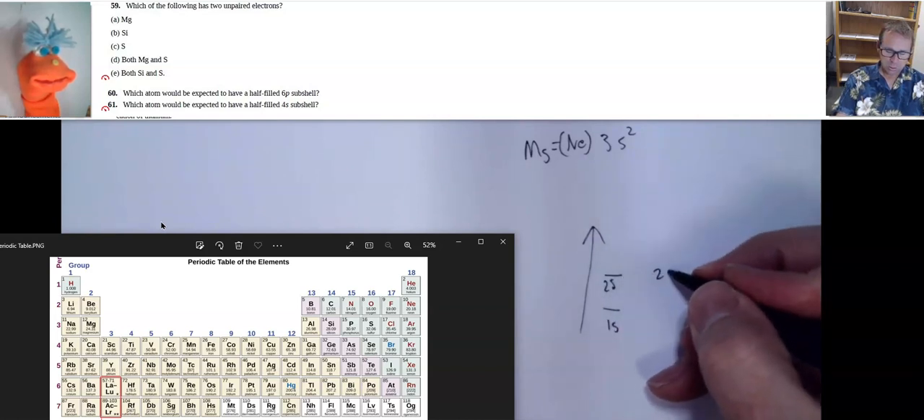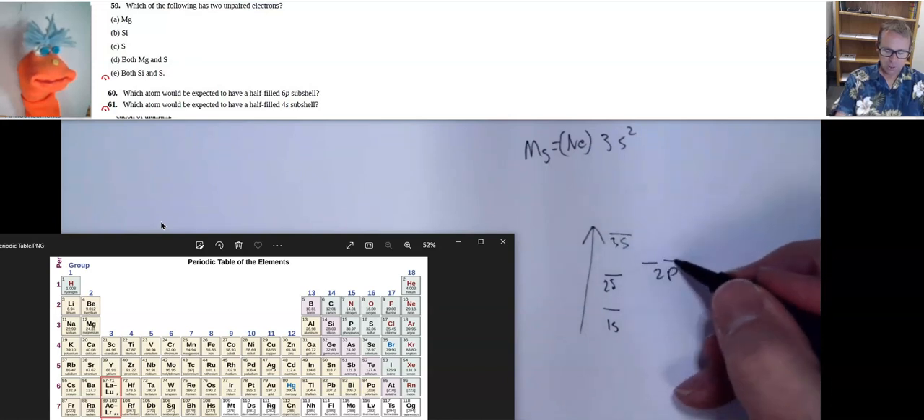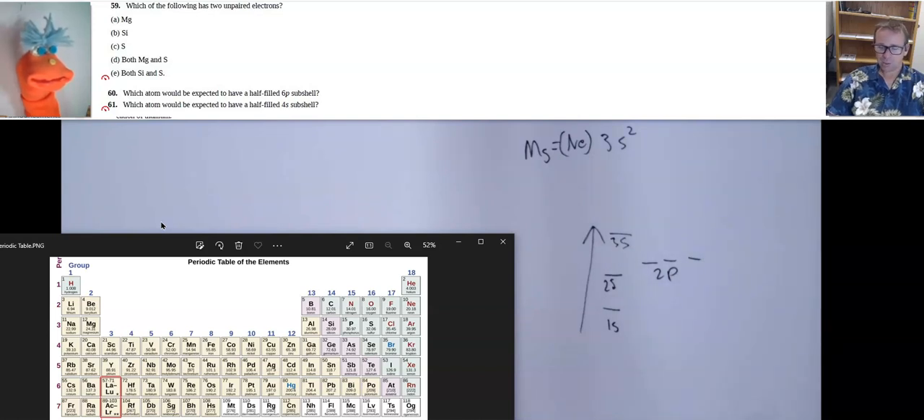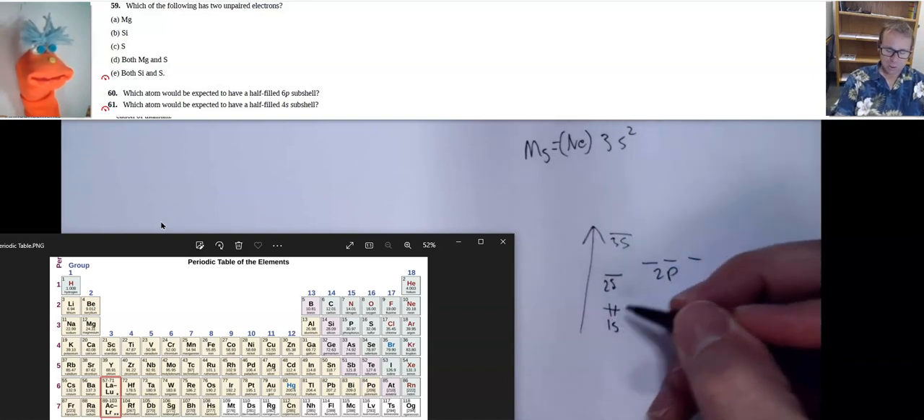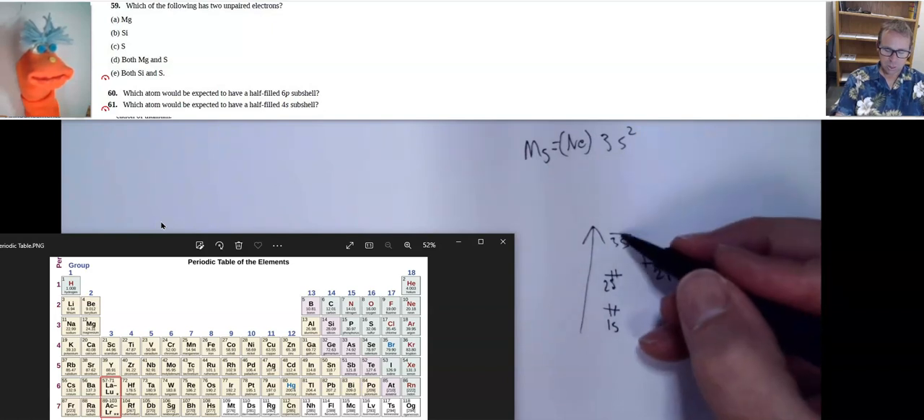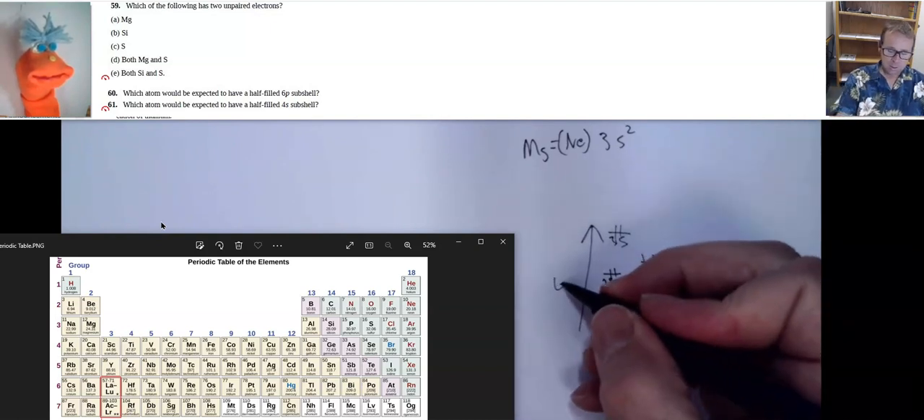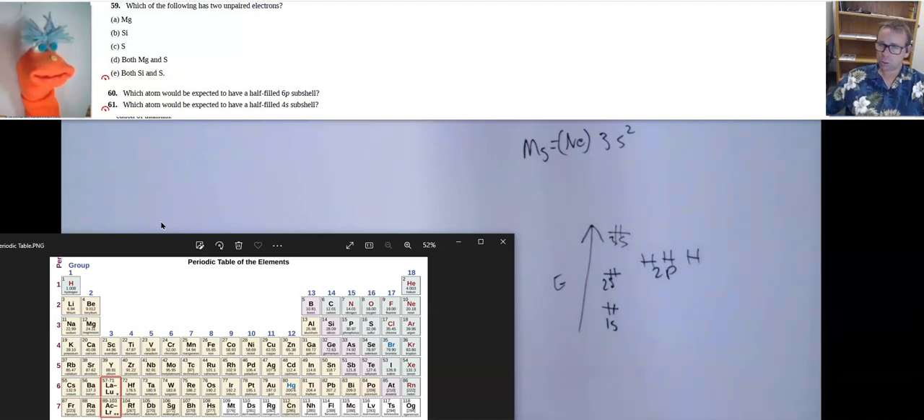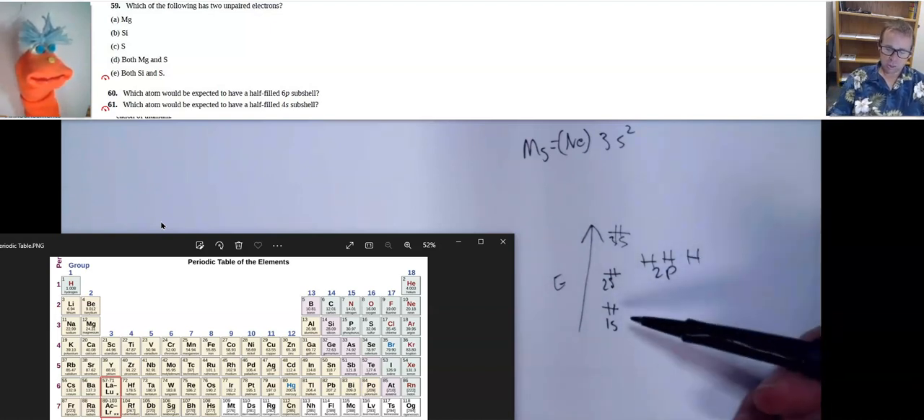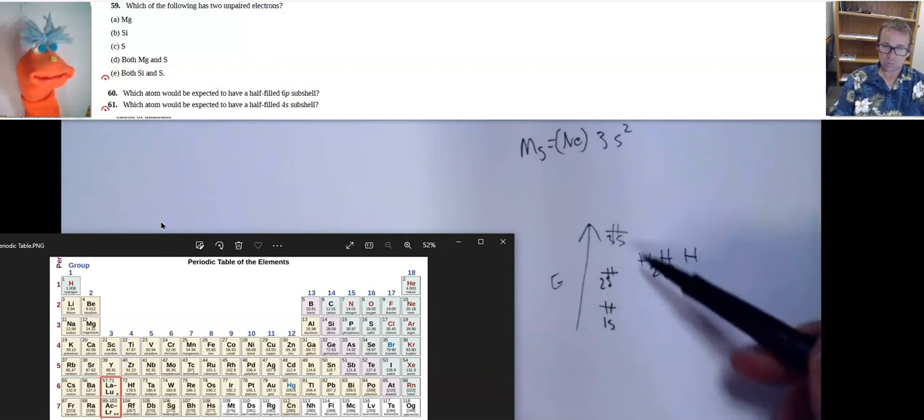2s, 2p, 3s, right? The 2p has 3 M sub L values, -1, 0, +1. For magnesium, there's 2 electrons in 1s, 2 electrons in 2s, 6 electrons in 2p, and 2 electrons in 3s. All right, this is energy. This is what we call an orbital diagram, and it's just relative energies of these different shells or subshells as we move up, right?